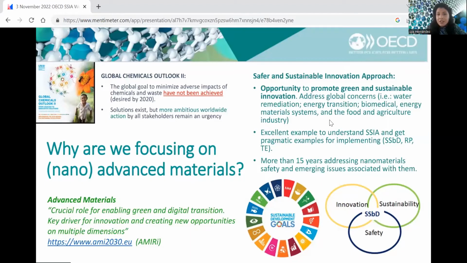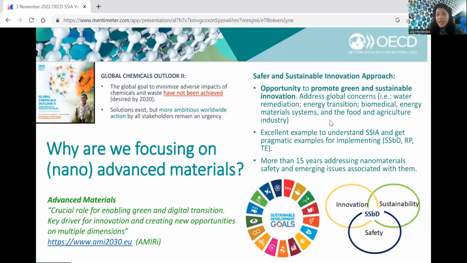So we really are not keeping up to the ambitions that we have towards these adverse impacts. And at the same time, we see advanced materials being positioned in a way to solve many of the societal problems in the UN's Sustainable Development Goals. This quote is from the AMI, the Advanced Material Manifesto, and they describe advanced materials as playing a crucial role for enabling green and digital transition, and as a key driver for innovation and creating new opportunities on multiple dimensions.